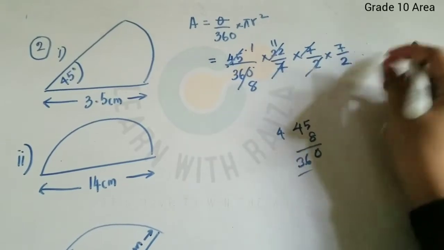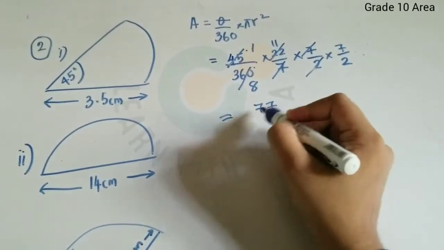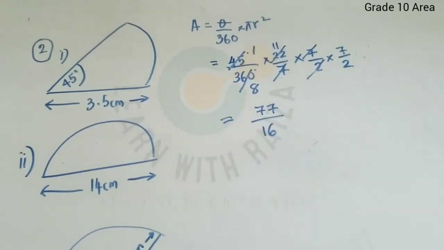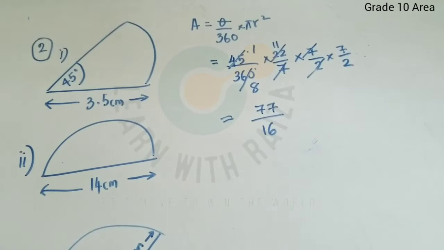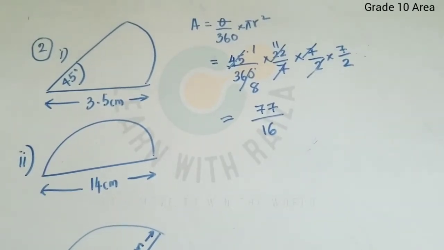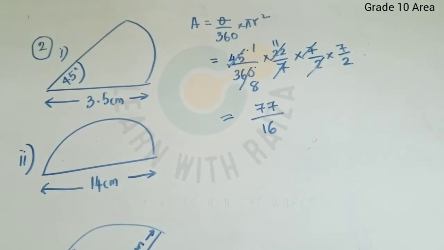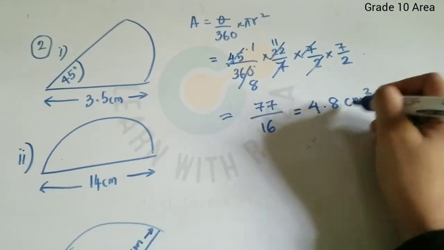So 45 times 1, 45 times 8. Now you can see nothing else can be cancelled. So 11 into 7, 77. 8 into 2 is 16. Now you have to divide. Actually, you have to take a value. You can take a mixed fraction, or if it is divisible, you can write the final answer, or else you have to divide and get the decimal answer. So you are getting around 4.8 square centimeters.